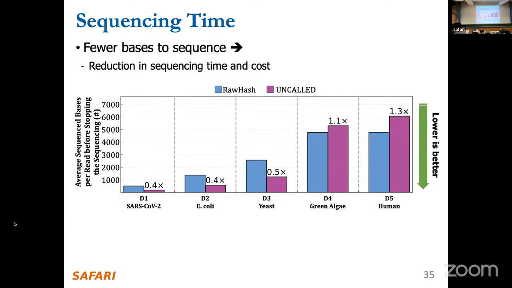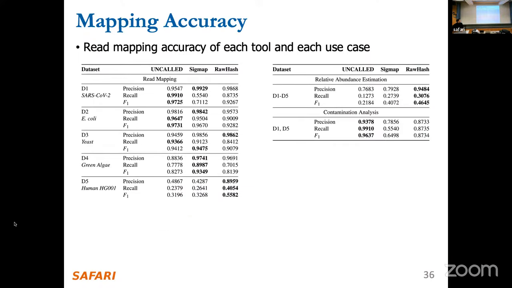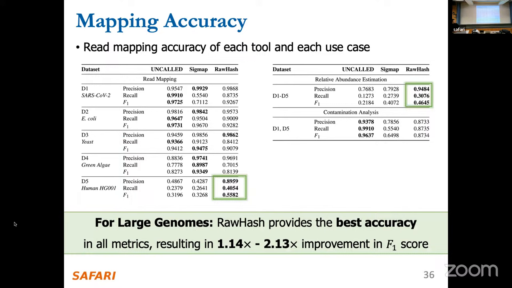So the second result that I want to show is how many bases we need to sequence before making a decision. Here we compare against Uncalled, which can do real-time analysis for large genomes, and here lower is better. What we observe is that for large genomes, RawHash needs to sequence fewer bases to make a decision. This means that it enables reducing the sequencing time and cost substantially if you are analyzing large genomes. And we'll also look at the accuracy results. Again, what we observe is that for large genomes, RawHash provides the best accuracy overall in all metrics.